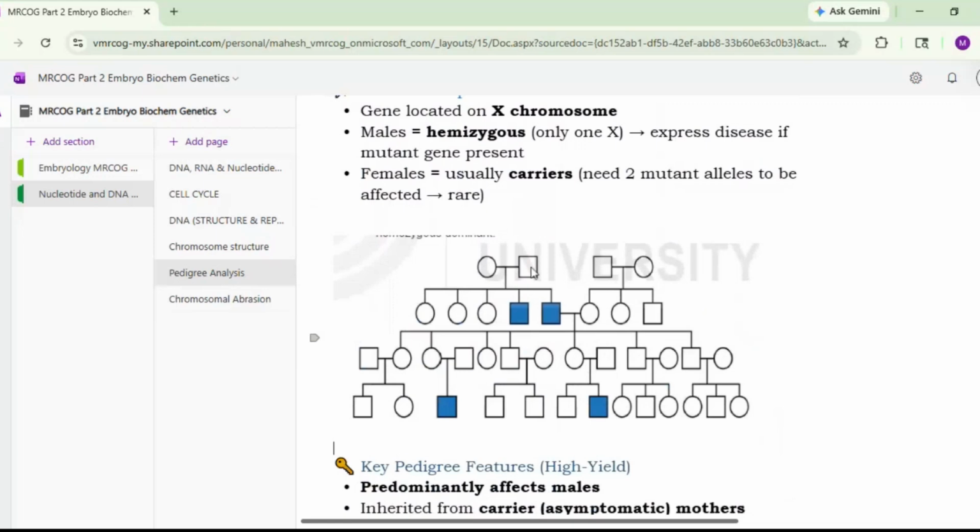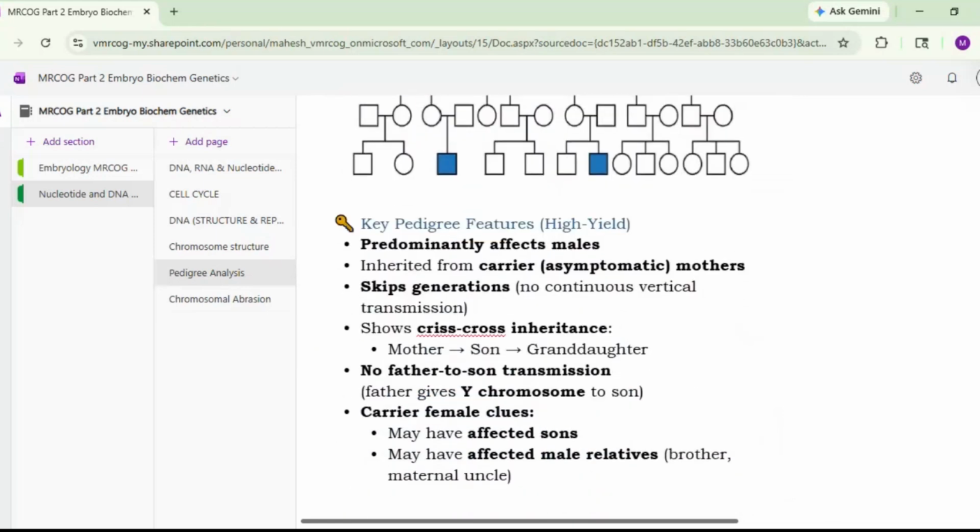So this is the male which is getting affected, and then there is a skipping of the generation. Daughters, or the females, will be carriers, and sons will be affected. So what are the features of such a pedigree? Key pedigree features: predominantly affects the males, inherited from carrier asymptomatic mothers, there is a skipping of the generation, no continuous vertical transmission, shows crisscross inheritance, that is mother to son to granddaughter. No father to son transmission, because the father gives the Y chromosome to the son.